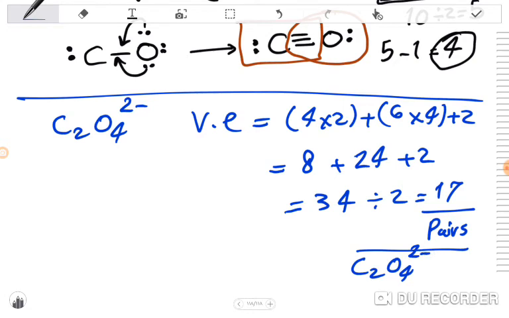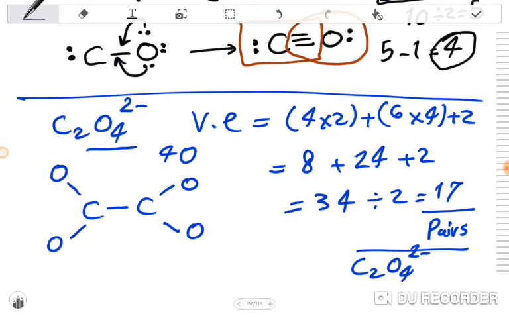C2O4 2 minus. We have here two atoms of carbon. We have two central atoms, with a single bond between them, and we have 4 atoms of oxygen. The central atoms are equal. We divide the 4 oxygens between the 2 atoms: 2 for this one and another 2 for that. Okay?